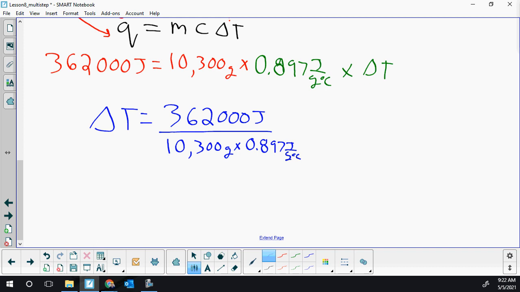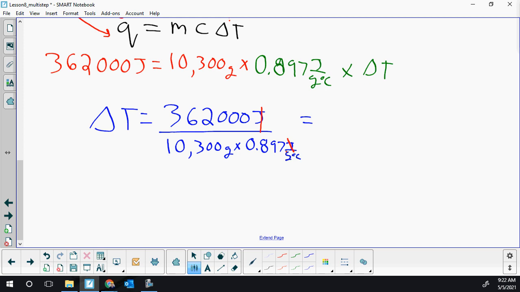Now I said the word divided by and then wrote multiply. The 0.897 is a denominator in this. So when I put this into my calculator, I'm not going to use any brackets. I put the numerator into my calculator, and then I went divide by the mass and then divide by the specific heat capacity.